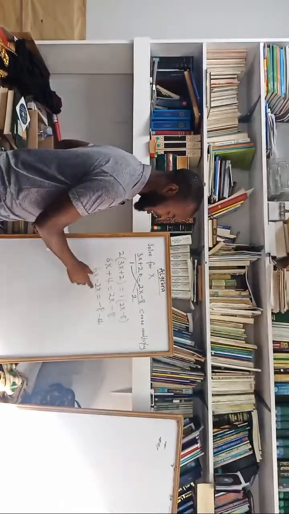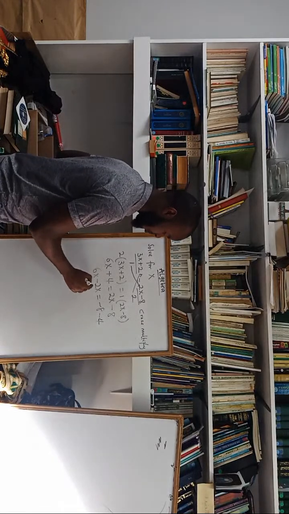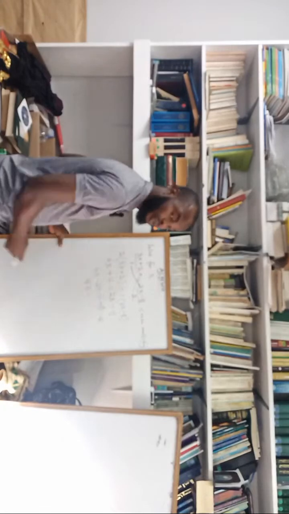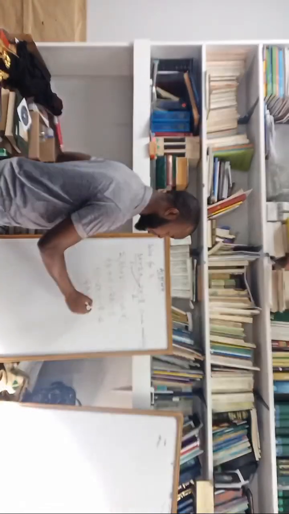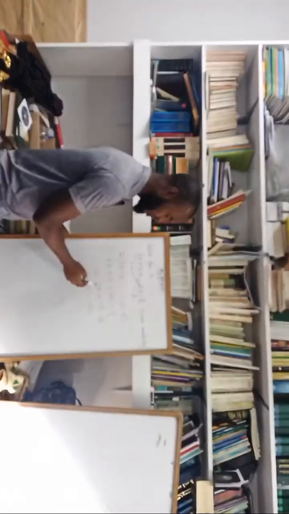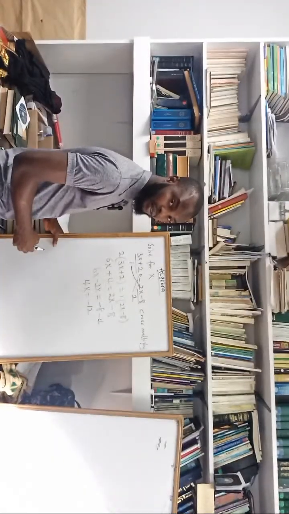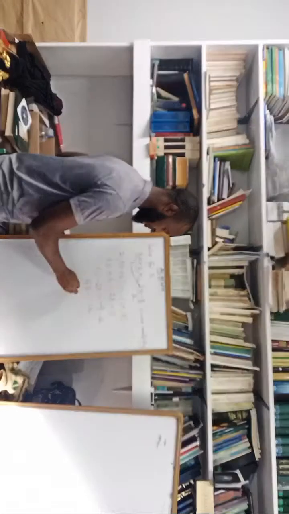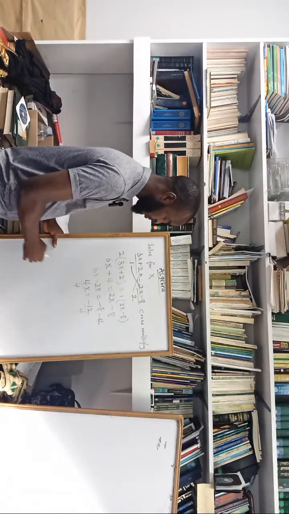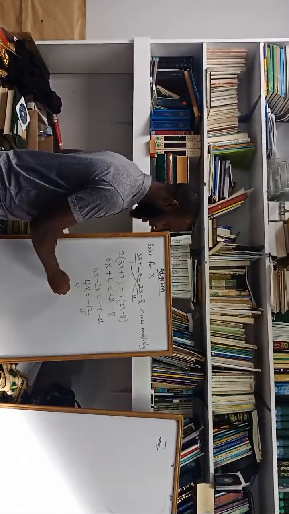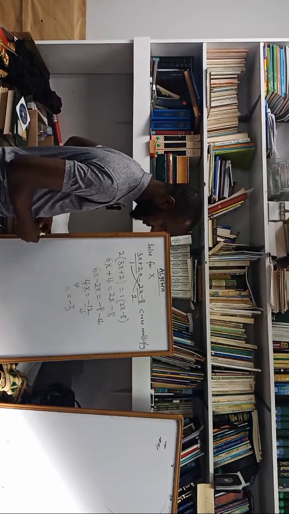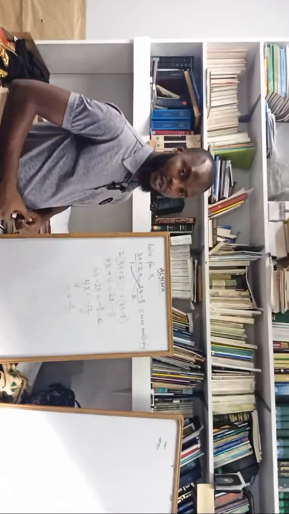So here we have 6x minus 2x, I have 4x. Negative 8 minus 4, here I'm having negative 12. So dividing both sides by the coefficient of x, which is 4, here I'm going to have x equals negative 3. So that's what I have for this.